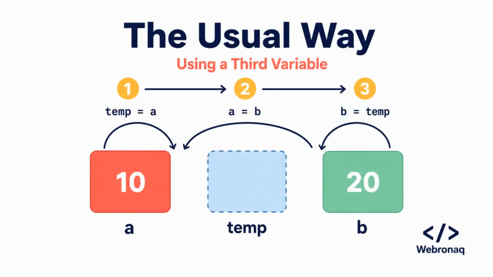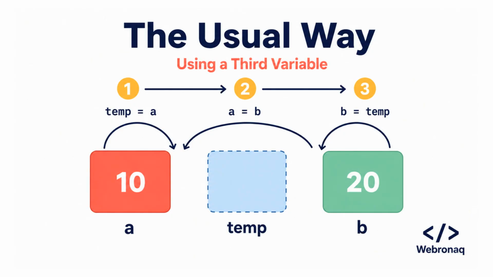Alright, before we get to the trick, let's quickly look at how swapping is normally done. Say we have two variables, a holds 10 and b holds 20. If we try to directly do a equals b, we lose the original value of a instantly. It just gets overwritten. So to safely swap them, we bring in a third variable. Let's call it temp. Step 1, we copy a into temp. Now temp holds 10, like a safe backup. Step 2, we copy b into a, so a becomes 20. Step 3, we copy temp back into b, and b becomes 10.